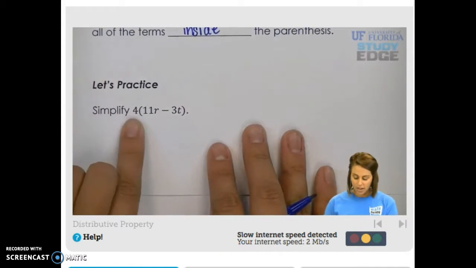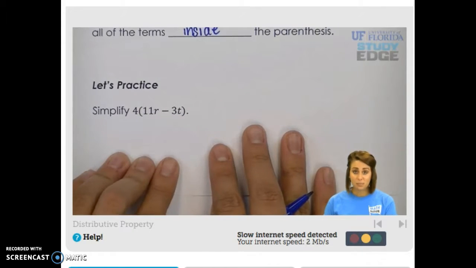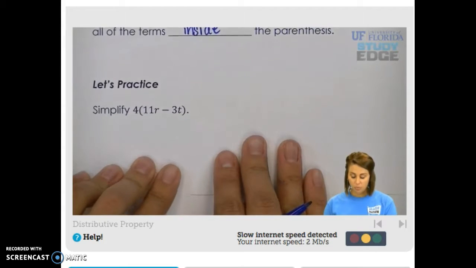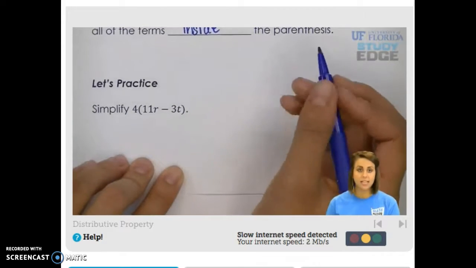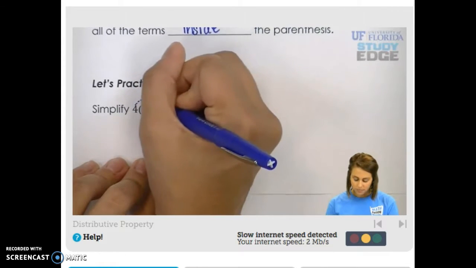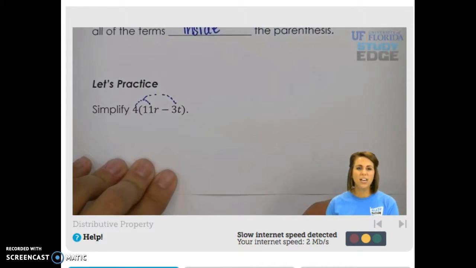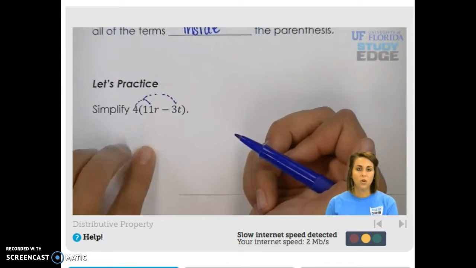We want to simplify 4 times (11r minus 3t). Instead of expanding it out and regrouping, we can use what we know about distributive property, which is that the number on the outside is multiplied by all of the terms on the inside. So sometimes what I like to do is draw a little hump to show myself that I'm going to multiply it by everything in there. That way I know that I need to multiply 4 by both of the terms in my binomial. That's what this is called, a binomial.